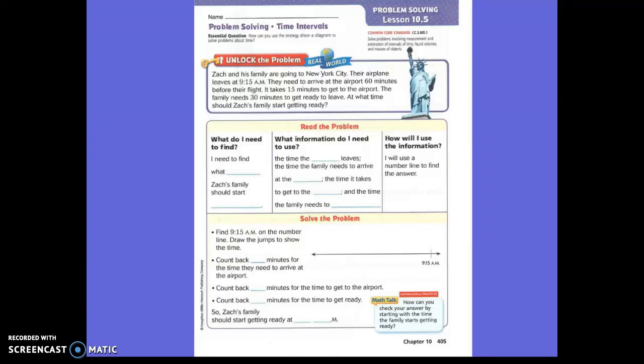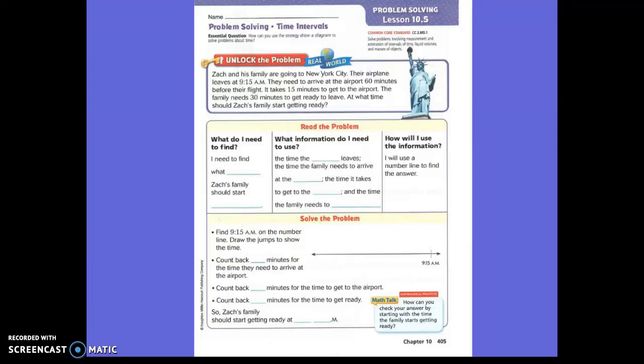Mac and his family are going to New York City. Their airplane leaves at 9:15 a.m. They need to arrive at the airport 60 minutes before their flight. It takes 15 minutes to get to the airport. The family needs 30 minutes to get ready to leave. At what time should Zach's family start getting ready?